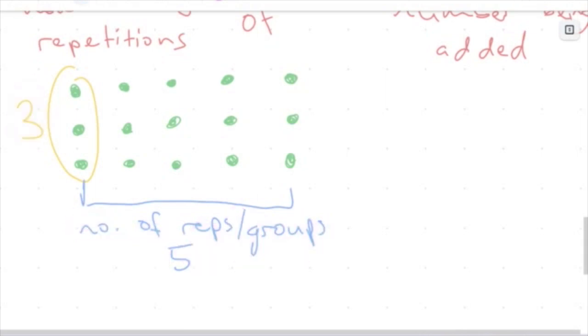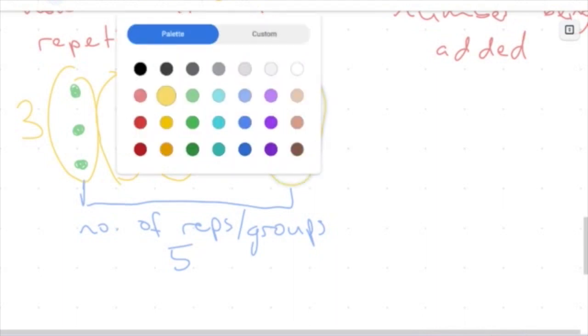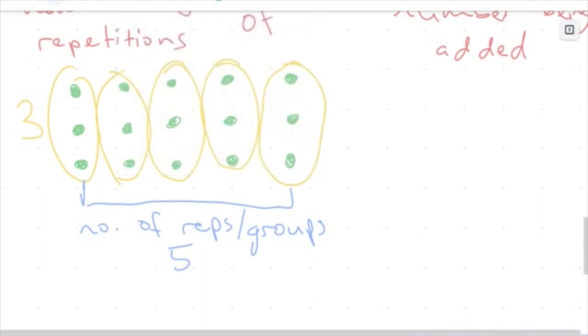And when I count these all together, I have 3, 6. 3 plus 3 gives me 6. 3 plus 3 again gives me 9. Adding another 3 to that gives me 12. And adding another 3 to that finally gives me 15. So I can say that 5 times 3, 5 groups of 3 equals 15. That's what we mean by multiplying things.